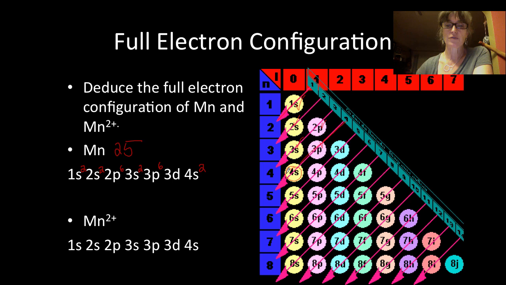So I go after 4s. Look, I jump up here, and then I go to 3d. So that will be my 5 electrons. And so this is the full electron configuration for manganese.